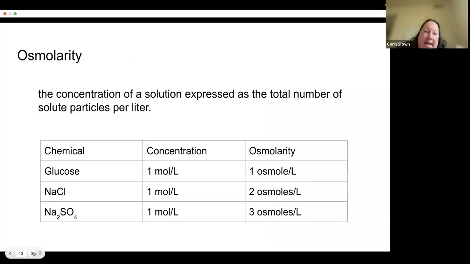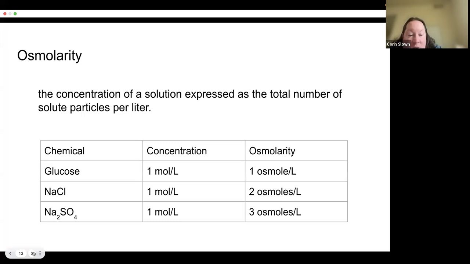So what does all of this mean? Well, our focus today is to be thinking about osmolarity. And so this is the concentration of a solution that's expressed as the total number of solute particles per liter. So last time we looked at different chemicals and their Van't Hoff factor. So when, say, glucose goes into solution, it stays as glucose. It does not separate into different particles. It just stays as a single particle.